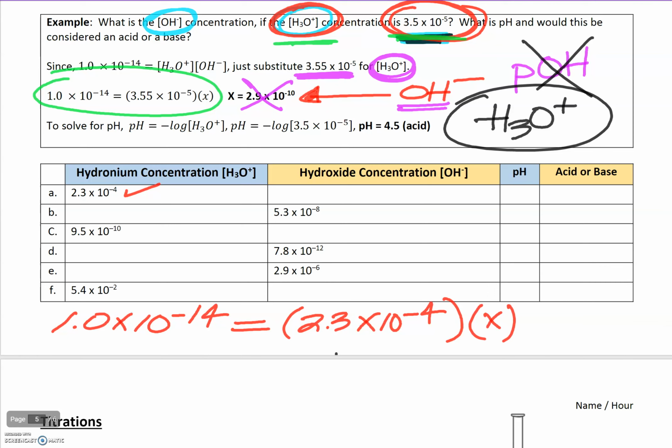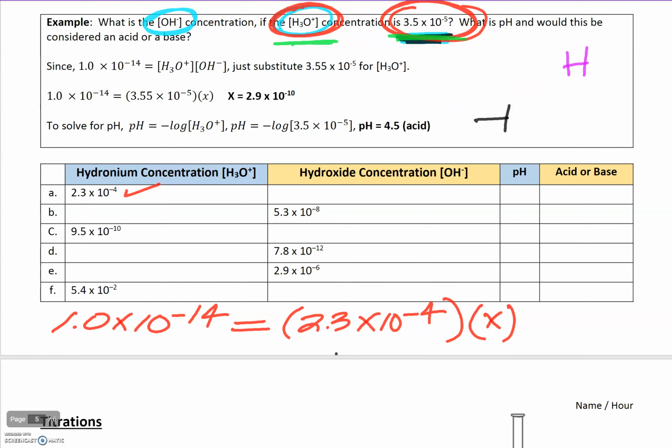So the formula I'm using is just right up here at the top. When I erase all this stuff I was drawing, if we go over here, I'm just using this concept right there. There's your formula: 1.0 times 10 to the negative 14th, which we have here, is H3O+, which I have here, times OH. That's basically what we're doing. You're going to run that through your calculator and get a value for x, and that's going to be hydroxide.